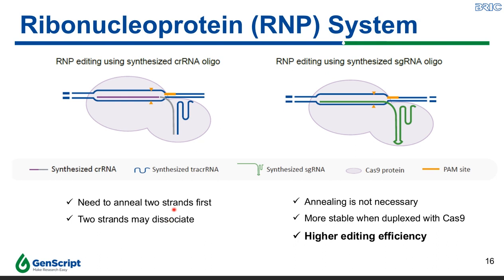Fortunately, with our in-house technology, GenScript has managed to chemically synthesize a long nucleotide of the sgRNA. And unlike the dual oligo format of the guide RNA, annealing is not necessary anymore, and therefore it will be more stable when duplexed with the Cas9 endonuclease, resulting in a higher editing efficiency.